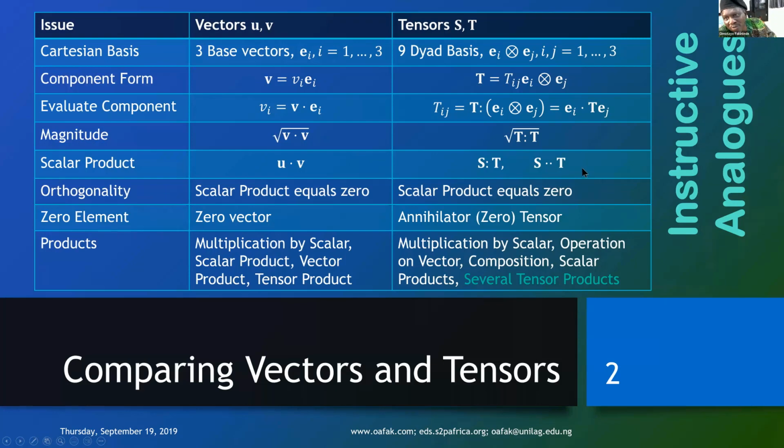Oh, the same thing happens to tensors. You want to get the magnitude of a tensor, take the inner product of the tensor with itself and take the square root of it, because the inner product of the tensor with itself is going to give you a scalar, and you can take the square root of that scalar.